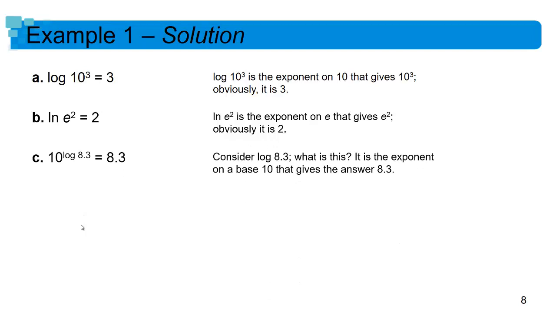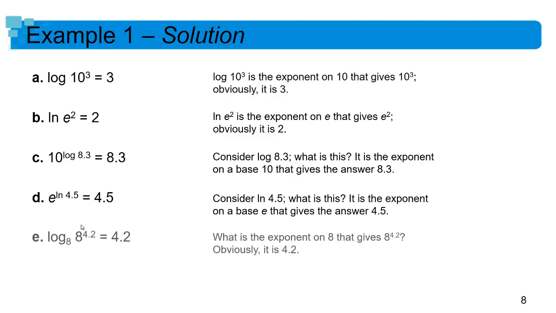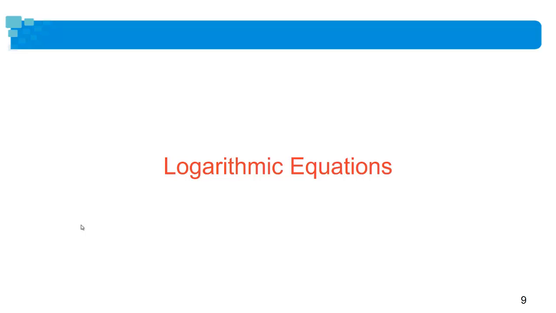So 10 to the log of 8.3, those also undo each other, right? e to the natural log of 4.5 undoes each other, right? So all of these things are just showing you how it doesn't matter what the base is and whether it's a power to a log or a log of a power. As long as the bases are the same for each piece, they just undo each other. It's like squaring a square root and you're just back to whatever you started with.